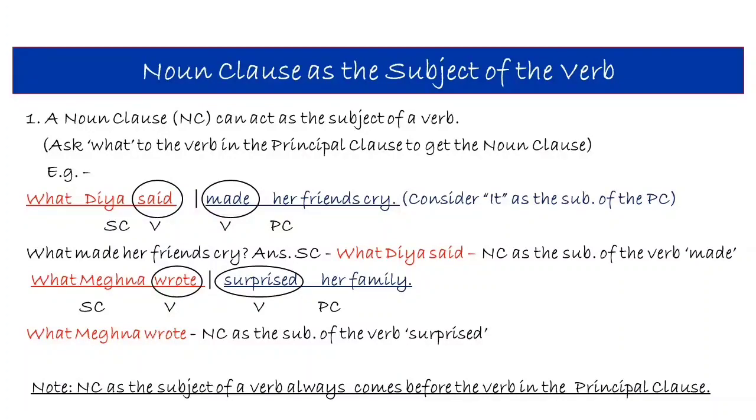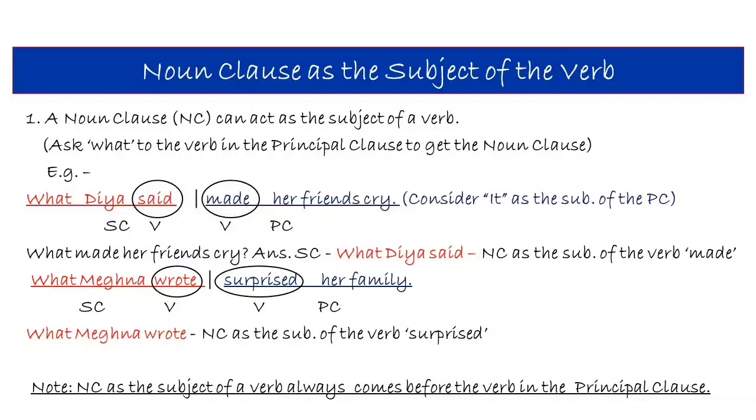Now, what Dia said is a subordinate clause as it does not have a complete meaning. Next, made her friends cry is a principal clause. Now you would ask, where is the subject of the principal clause? Let me tell you. The subject in the principal clause is hidden from view. You have to consider the subject to be it. When you read the sentence as it made her friends cry, the sentence will seem complete in meaning.